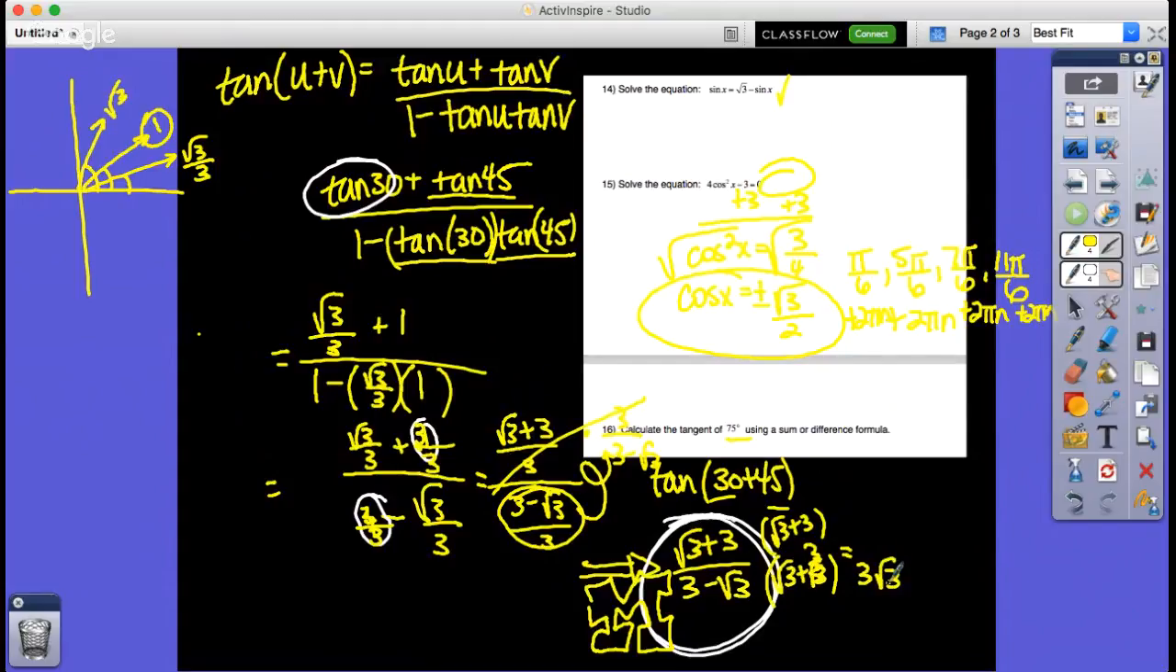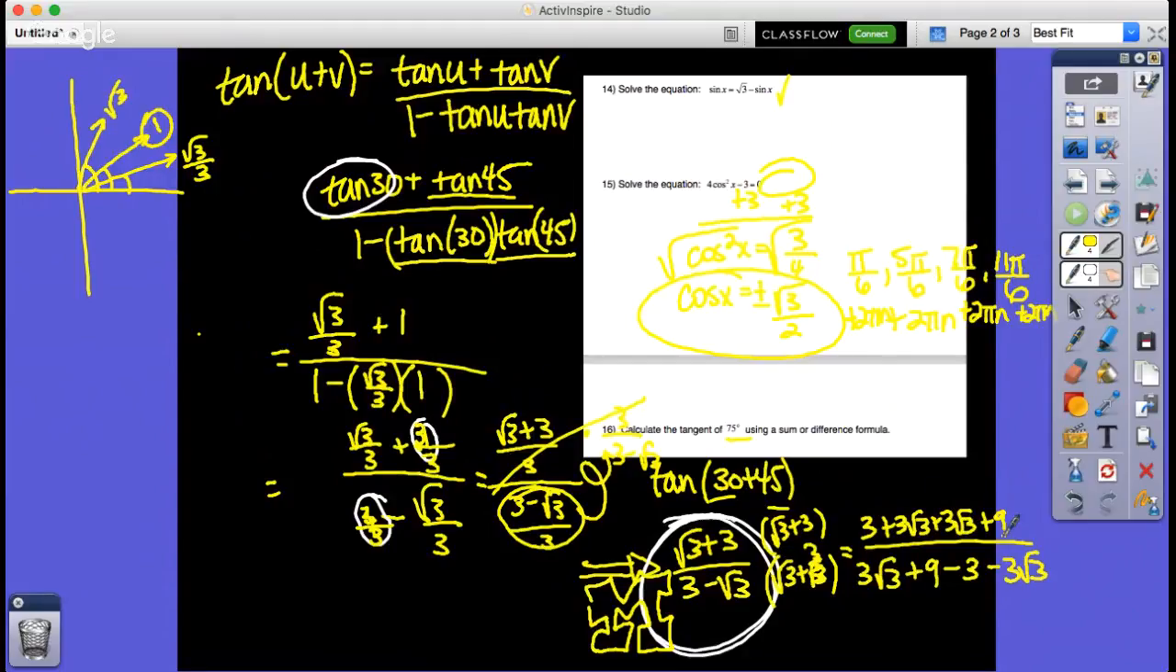3 root 3. 3 times 3 is 9. Square root of 3 times negative square root of 3 is negative 3. And negative 3 square root of 3. Okay, coming back there. On the top, I get 3 plus 3 root 3 plus 3 root 3 plus 9, right?